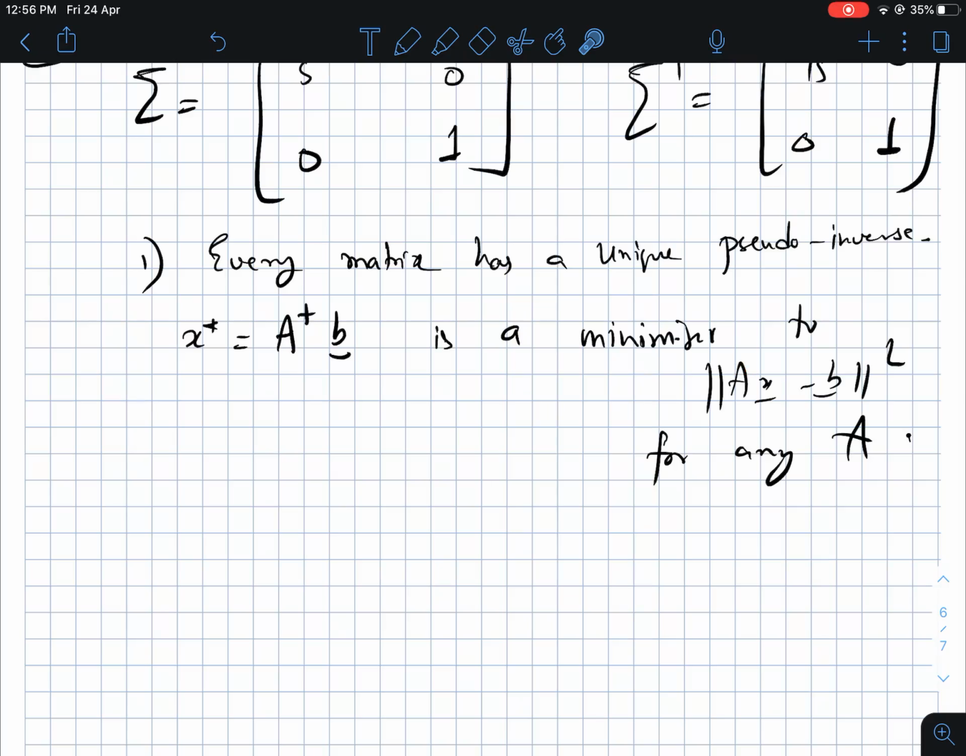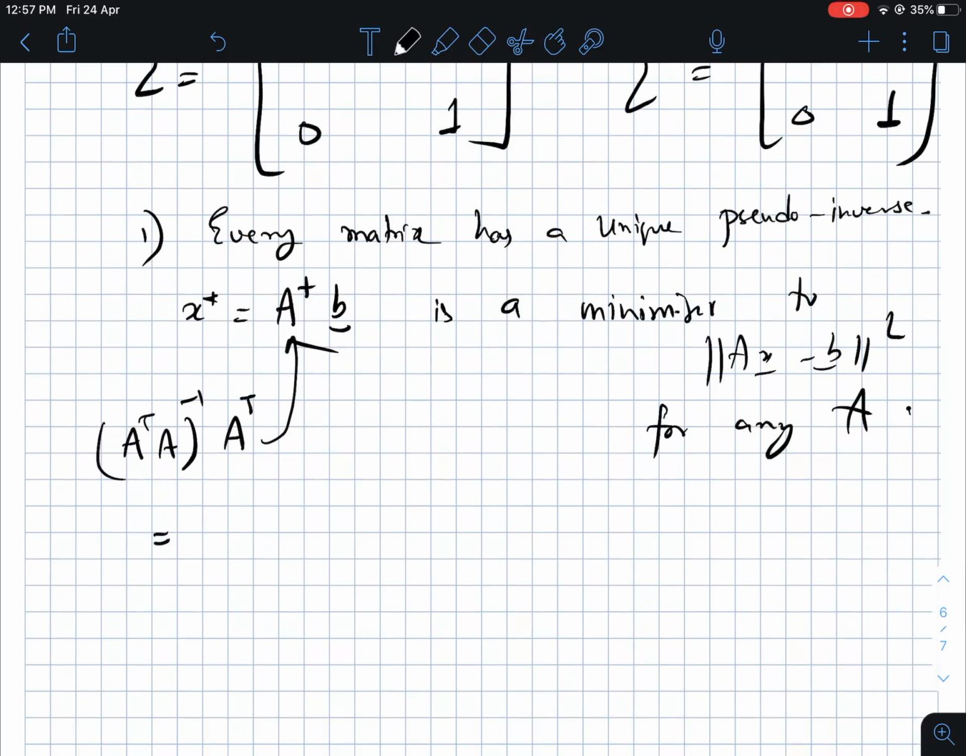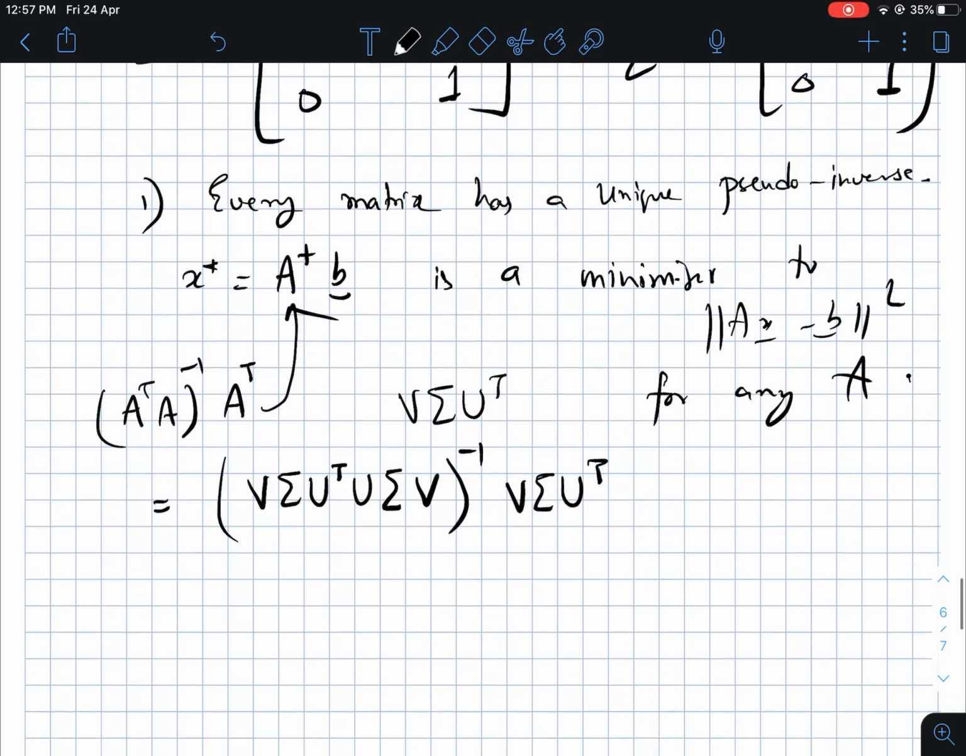Now let us try to see if it syncs with what we already know. For example, we already know that if A is skinny full rank, then the minimizer has to be given by the formula (A transpose A) inverse A transpose b. Let's see if it actually gels with that. Let's compute this quantity, (A transpose A) inverse A transpose, and see that it computes to the pseudo inverse when A is skinny full rank. So let's plug in the SVD here. A transpose is going to be V sigma U transpose, so you can write V sigma U transpose times A, which is U sigma V transpose, whole inverse, and A transpose is again V sigma U transpose.